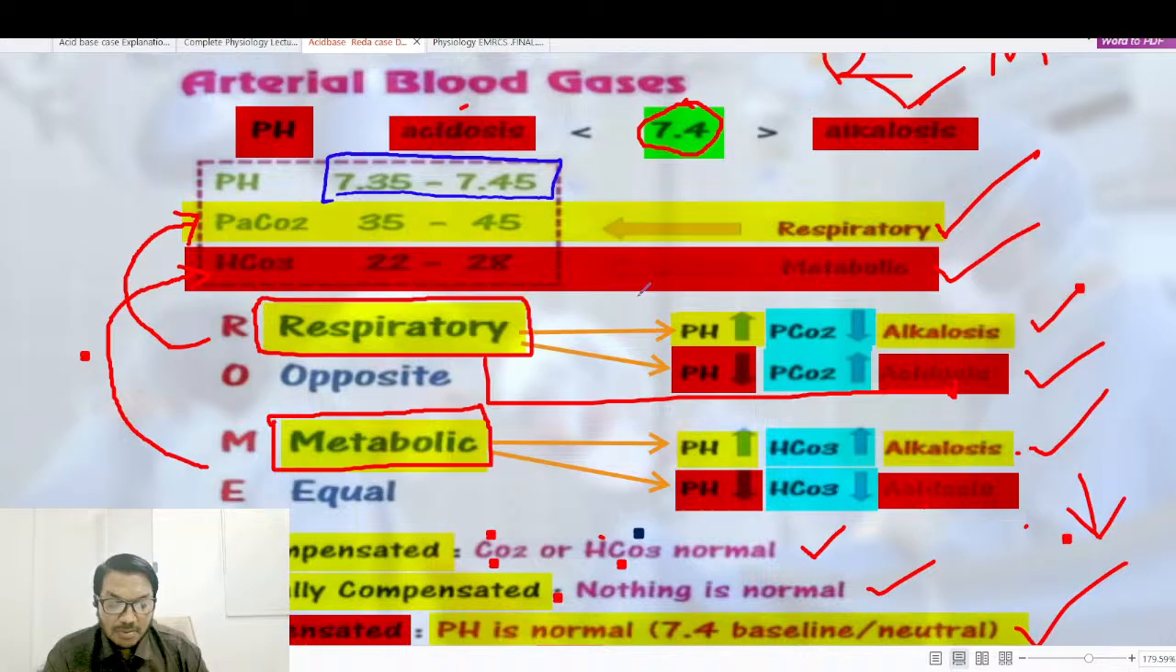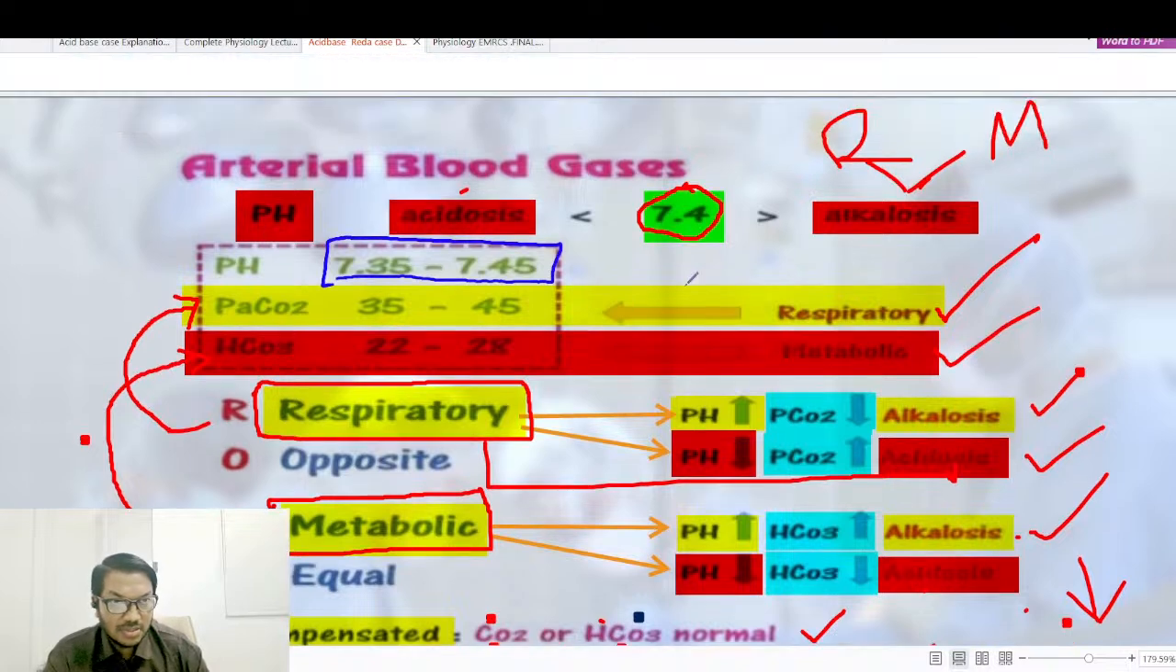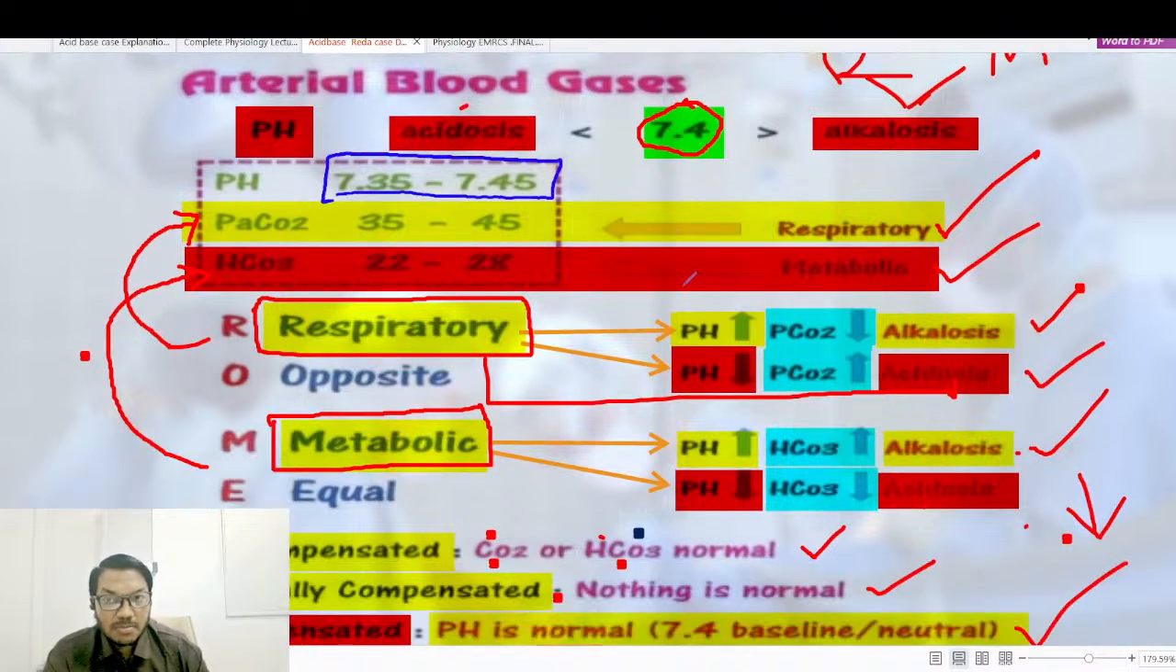If it is less than 7.4, it is acidosis. If it is more than 7.4, it is alkalosis. Partial pressure of carbon dioxide normal is 35 to 45, and bicarbonate level is 22 to 28.